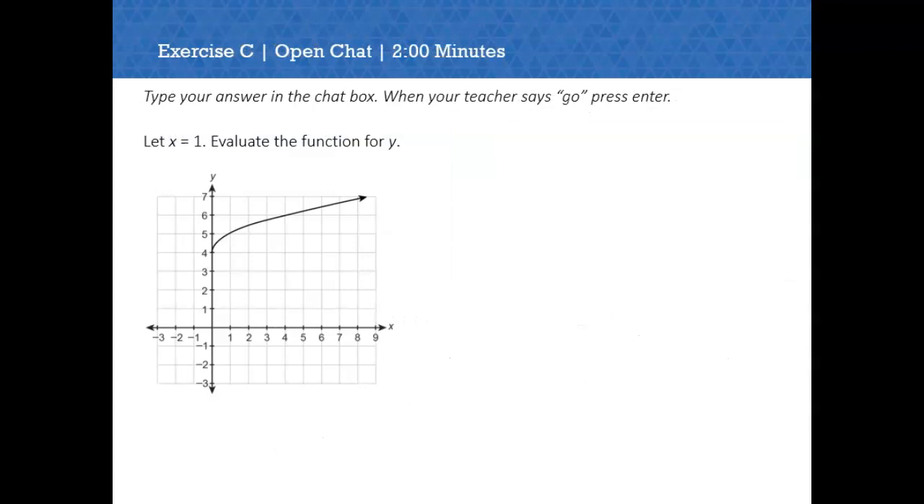All right, so here's a graph. Let x equal 1. Evaluate the function for y. So x equals 1 is right here. So we come all the way up and we hit the function. So what is the y value here? The y value is just 5. So you need to come over on the x and then come up to the function and read the y value.